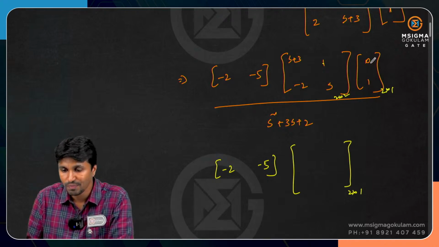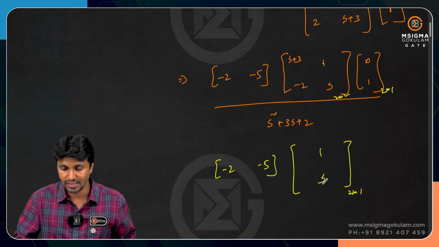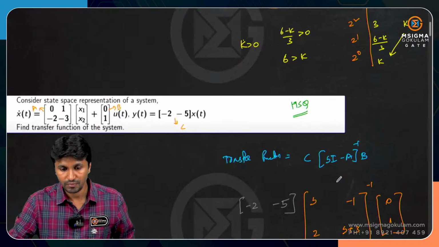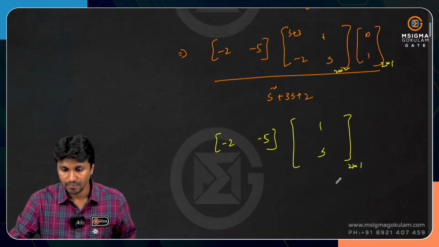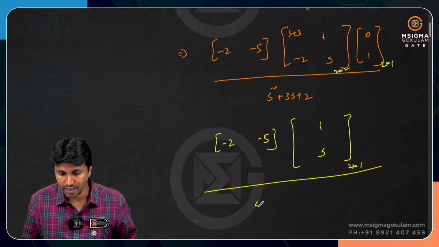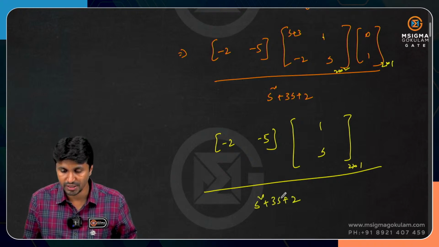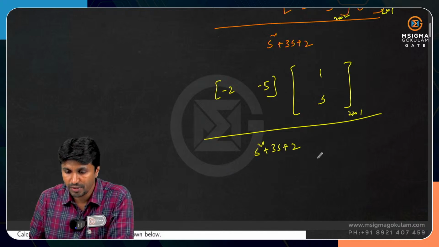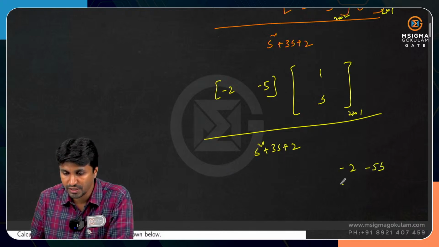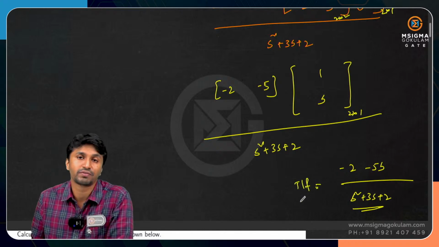So s plus 3 into 0 is 0. 1 into 1 is 1. -2 into 0 plus s into 1 is s, right? So this is s. This is nothing but the simplification, right? The denominator is s square plus 3s plus 2, right? So one more way, look at this one. When you multiply this, -2 minus 5s divided by s square plus 3s plus 2, right? This is nothing but the transfer function of the given system, right?